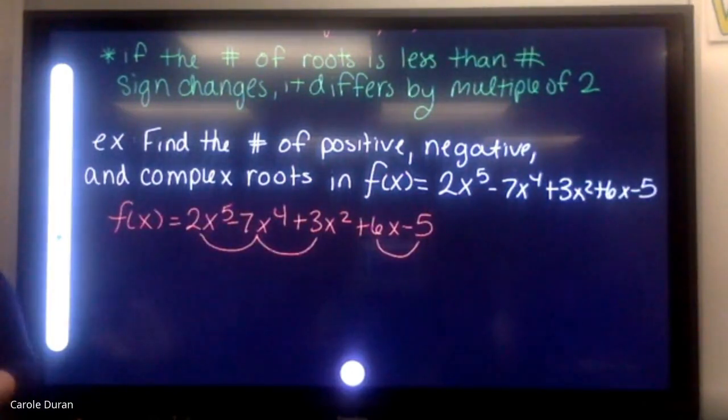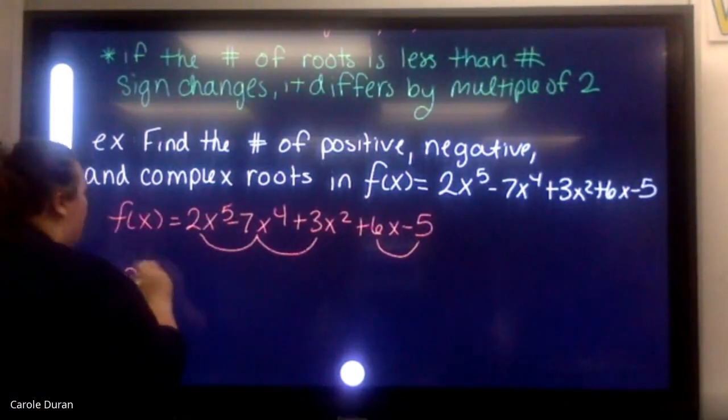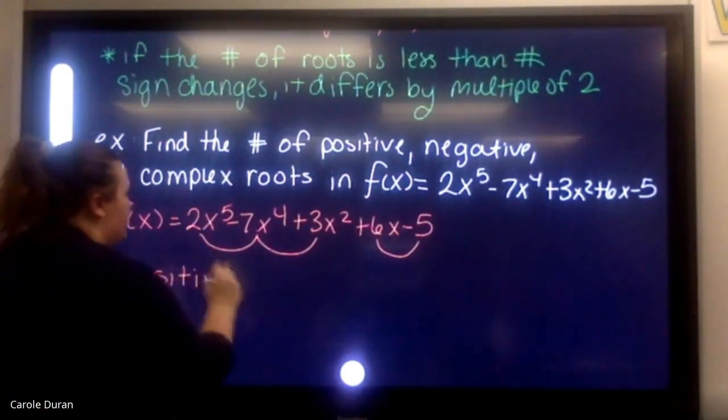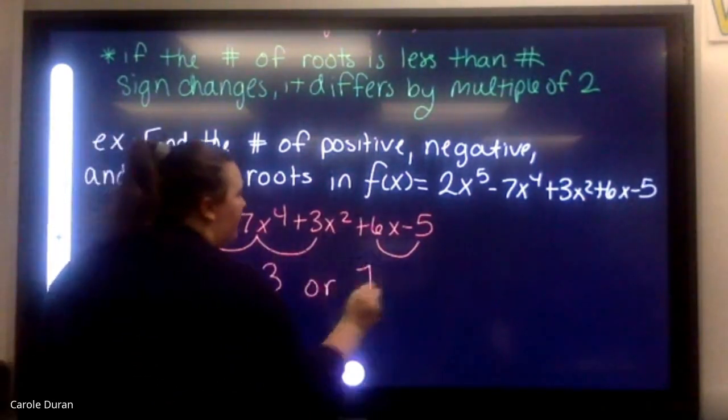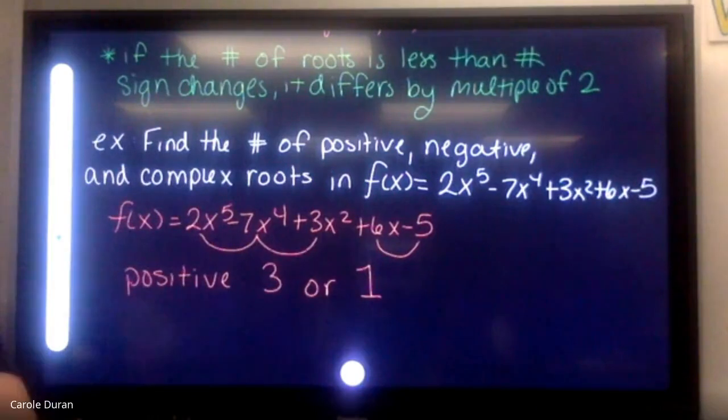So how many sign changes did I have occur? 3. So when I'm talking about the number of positive roots, I could have 3, or I could have 3 minus 2, which is 1. Remember, we have to decrease by 2 as many times as is possible.